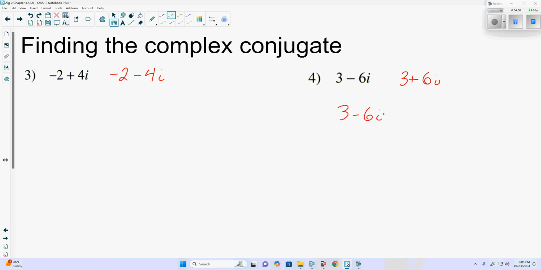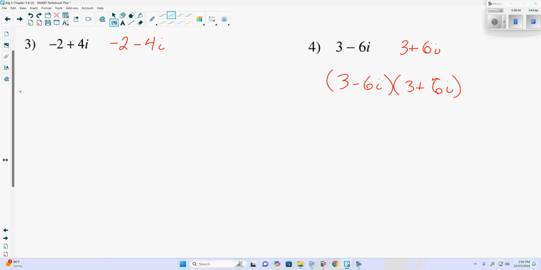So we'll do the 3 minus 6i and the 3 plus 6i. If we multiply this out, we start off with 3 times 3, which is 9. 3 times 6i is going to be plus 18i. Negative 6i times 3 would be negative 18i. And negative 6i times 6i is going to be negative 36i squared.